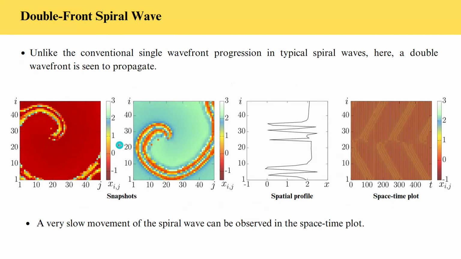And this dual front contour is visualized in an intermediate spatial cross-section across the wave center here in the spatial profile. And the space-time plot for an extended period shows that the wavefronts move extremely slowly, with oscillations of individual nodes being independent of the wave dynamics.